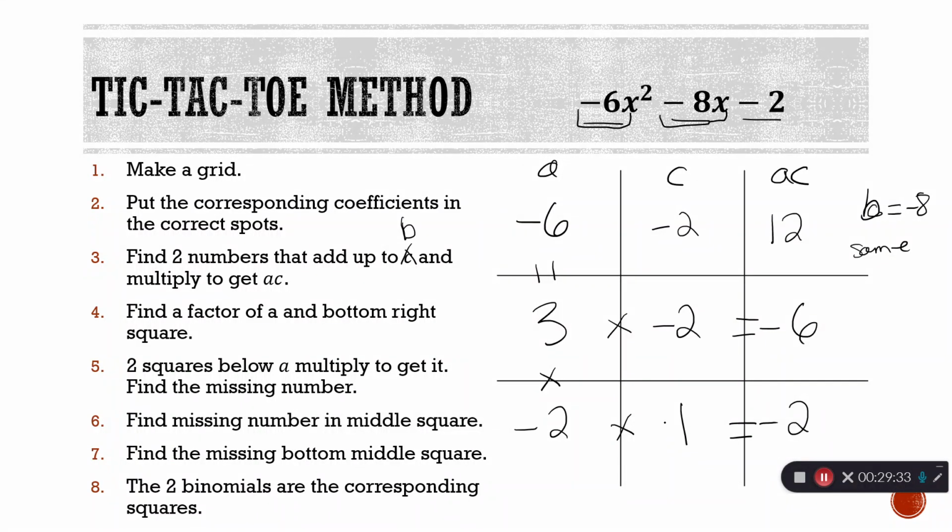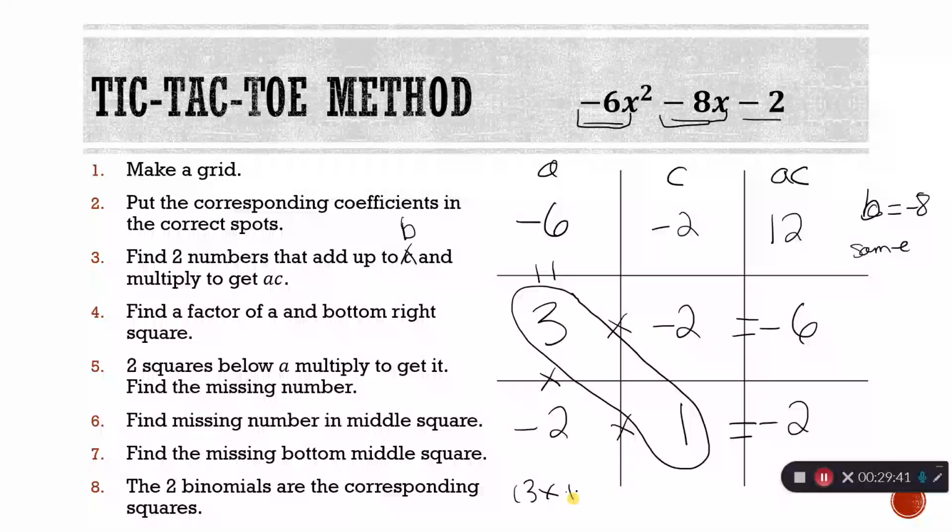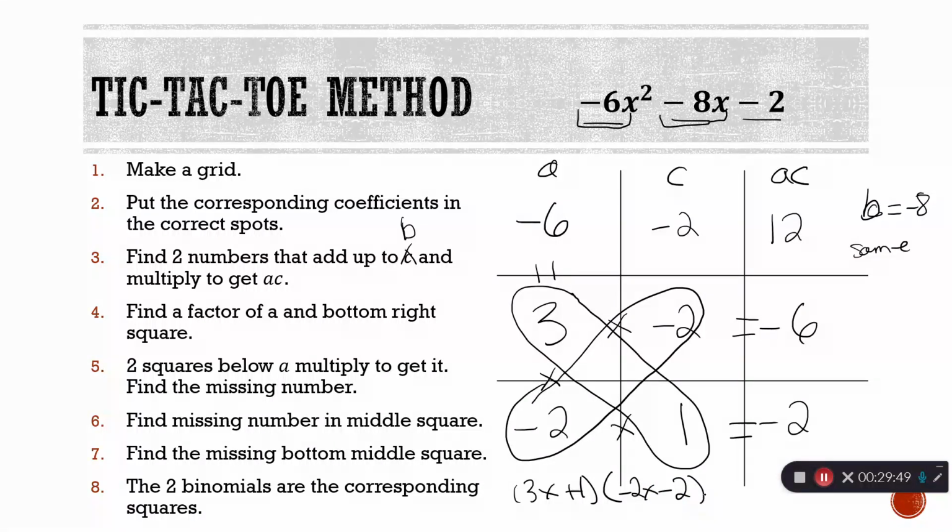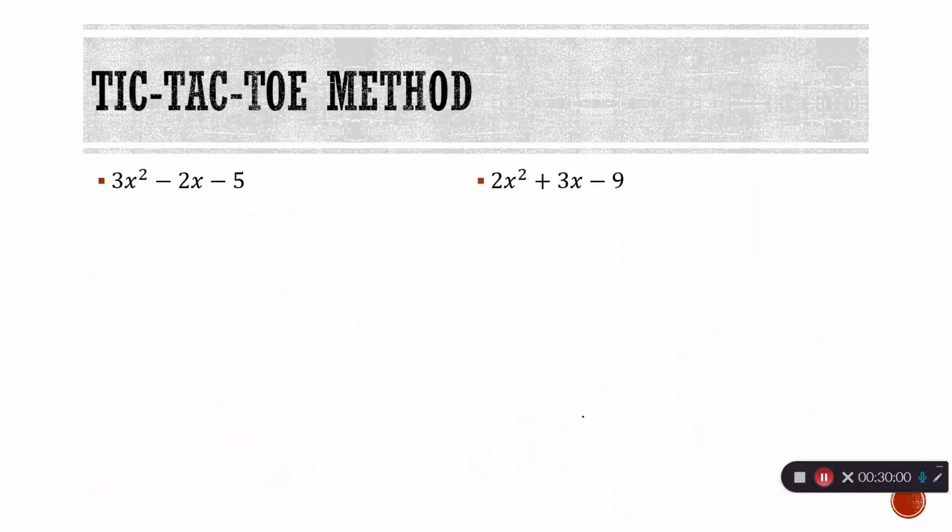And then we're going to make two binomials out of this. So we have 3x plus 1 times negative 2x times negative 2. And that was the same thing we had before. Okay? So let's try it again.